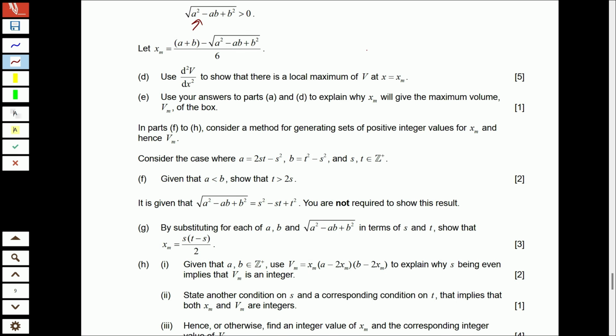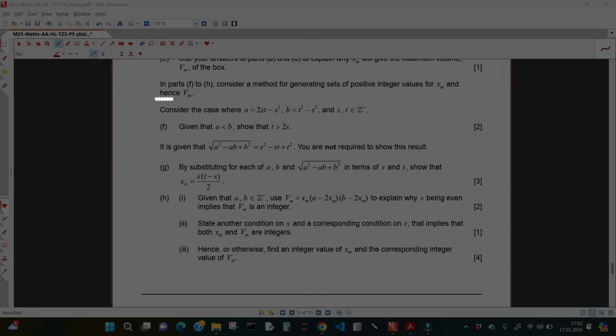The next question, in parts F to H, considers a method for generating sets of positive integer values for x sub m and hence v sub m. Consider the case where a equals 2st minus s square, b equals t square minus s square. Given that a is less than b, show that t is greater than 2s. Okay, a and b are given here.